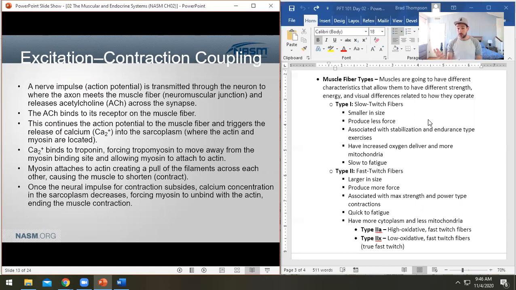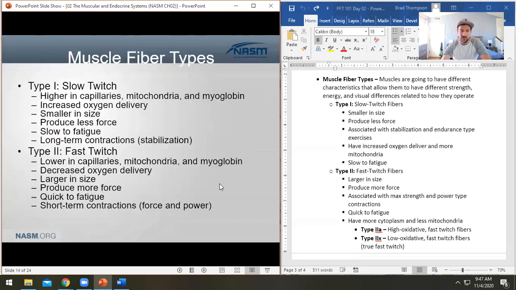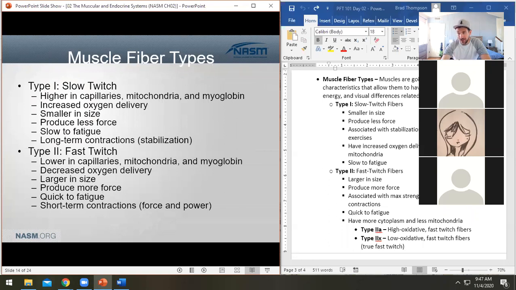Once that impulse is over, your calcium concentration is going to get flushed out. The whole area is going to relax. Those proteins are going to go back into place, and your muscle cell is going to go back to its original resting length. And that is muscle contraction in a nutshell.